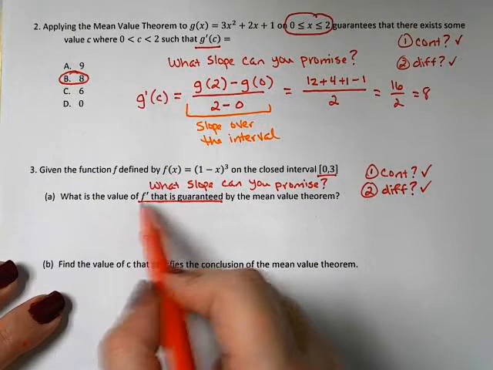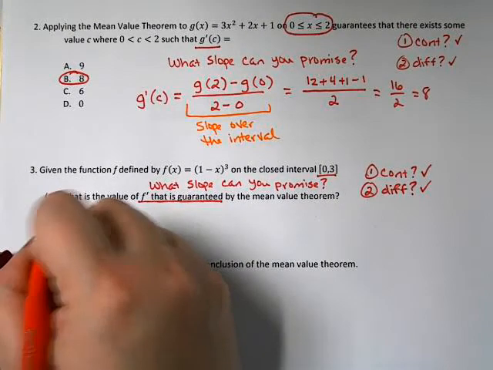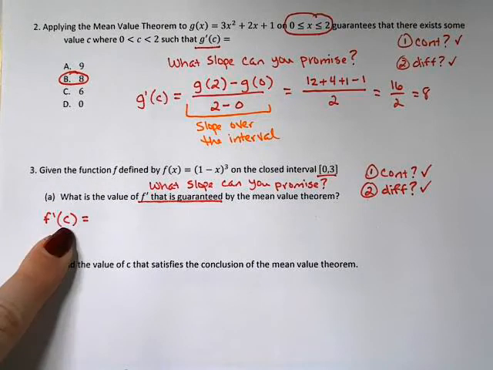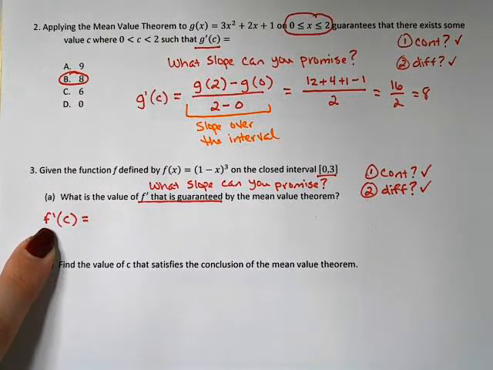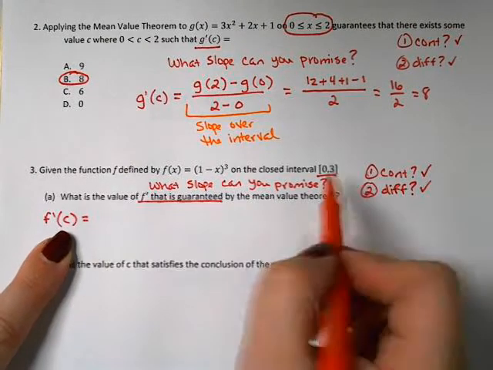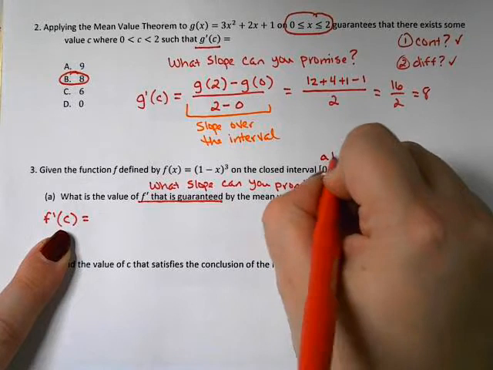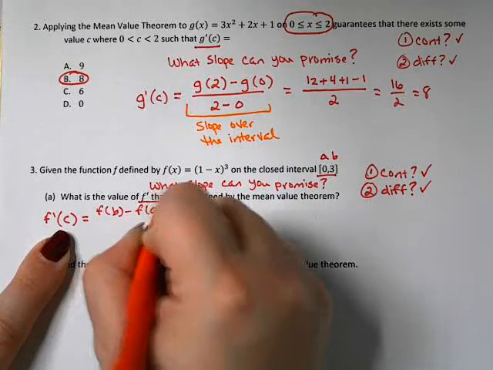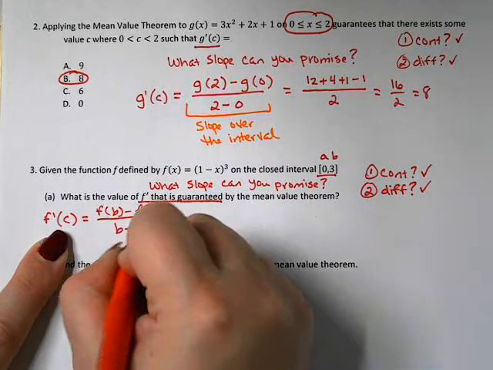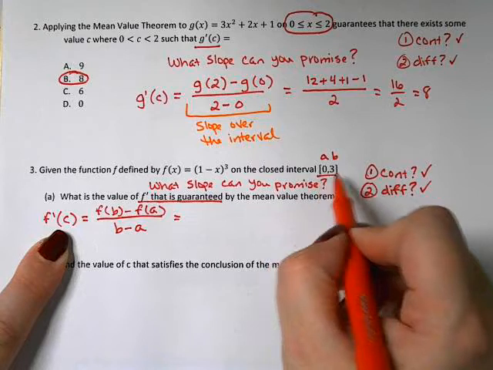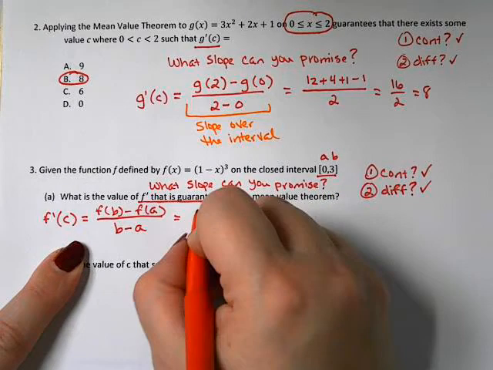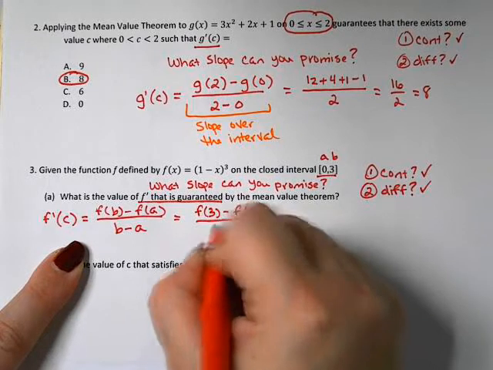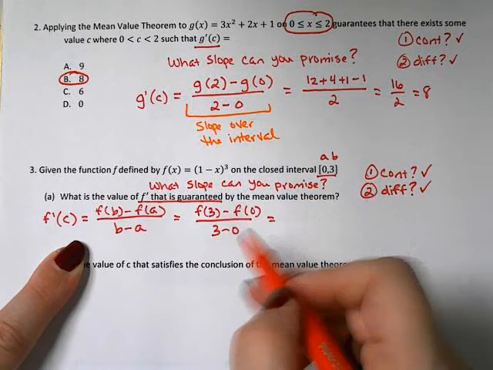Well, we know if we're looking for the one that can be guaranteed, it means f prime of c is what we're looking for. So at some value c, the derivative has to equal the slope over the interval, which means this is going to be my a and b. So I'm going to do f of b minus f of a over b minus a, and I'm going to use the actual interval that I was given. So I'm going to do f of 3 minus f of 0 over 3 minus 0. And I'm going to figure out what these values are.